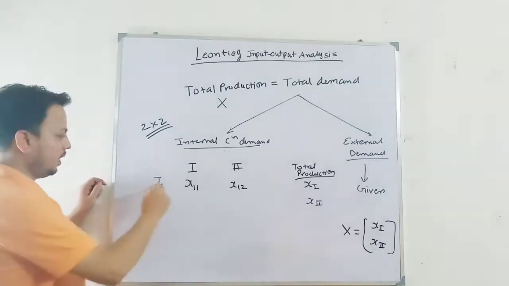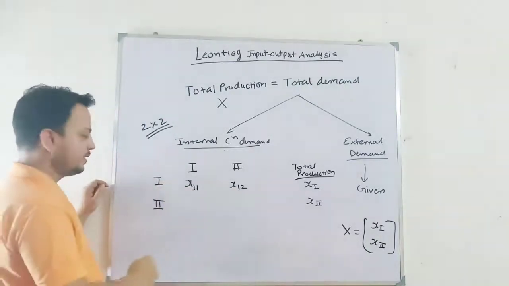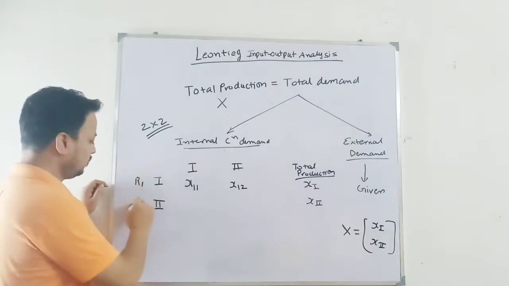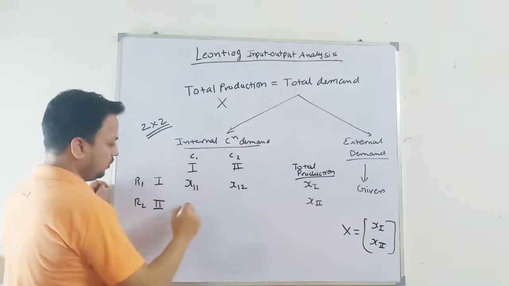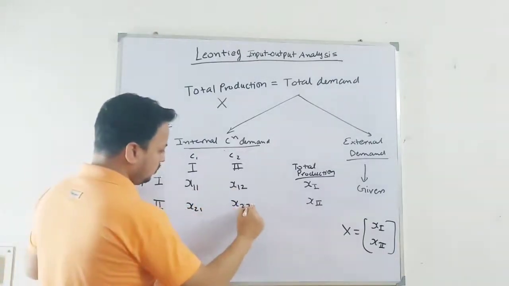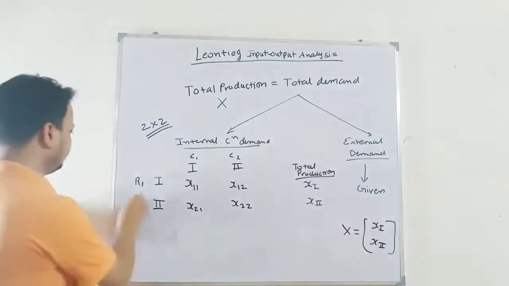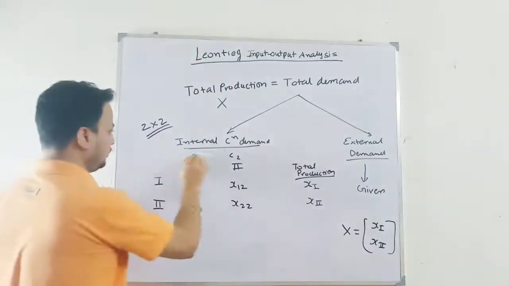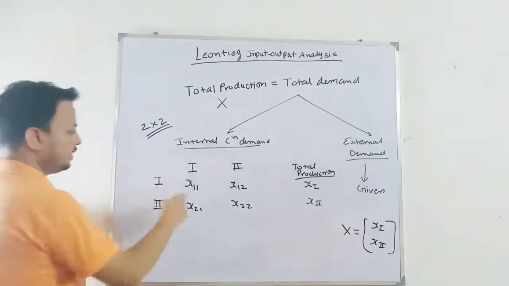Now you will ask me, X11, X12, how will we know? You have done matrices. This is row 1, this is row 2, this is column 1, this is column 2. So X11, X12, then you will write here X21, X22. I will explain this box, what I have written here. So understand the interpretation.